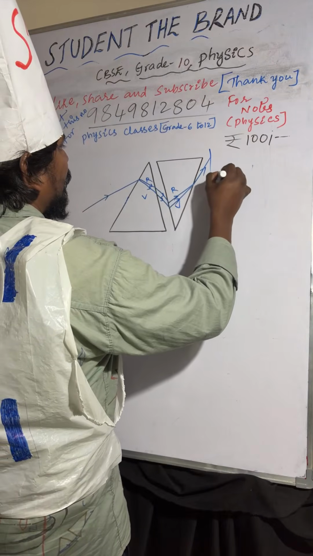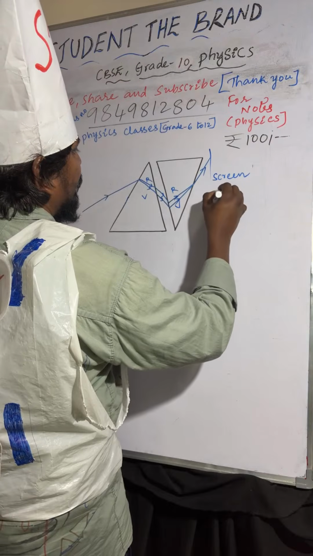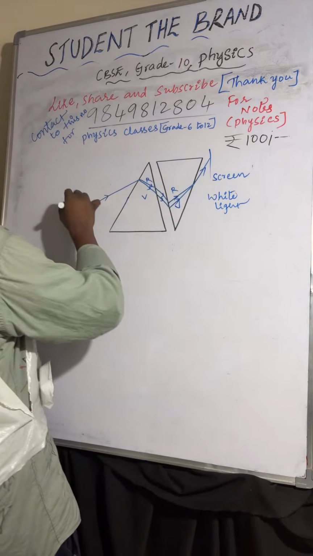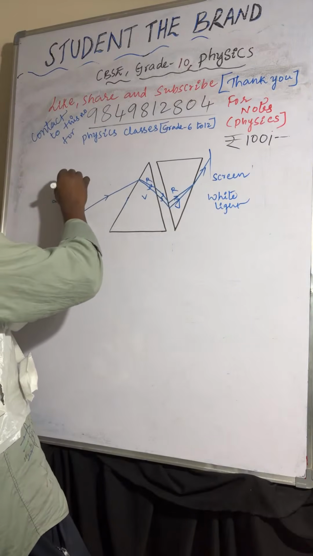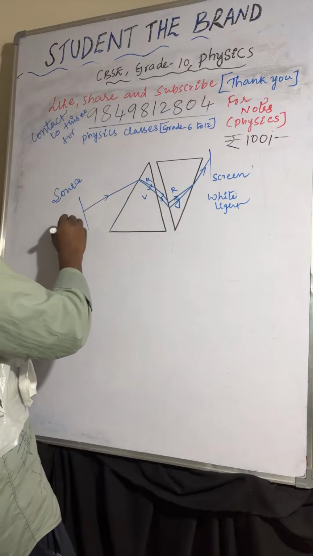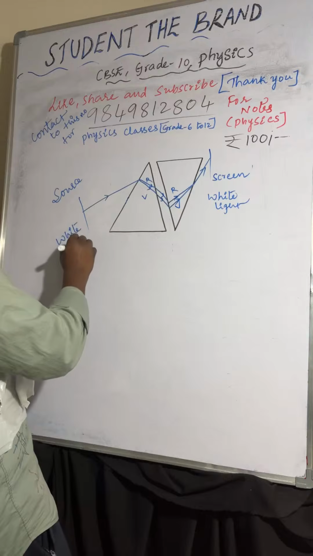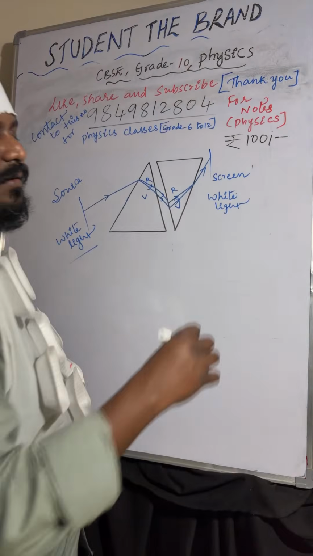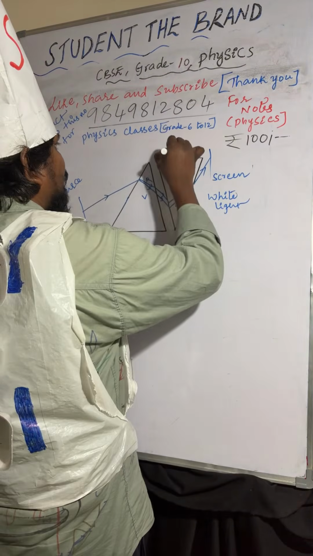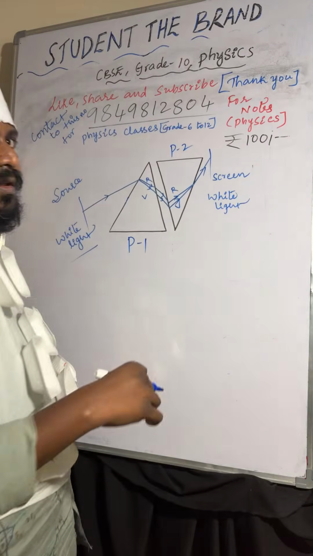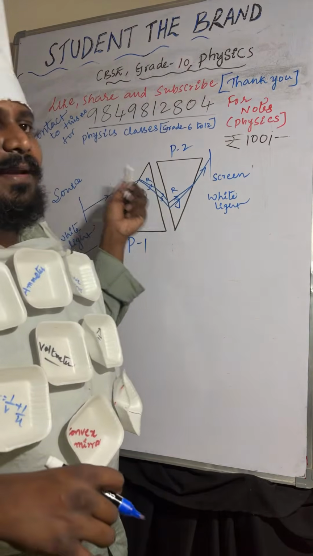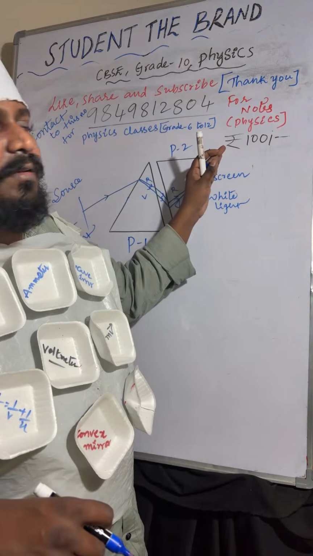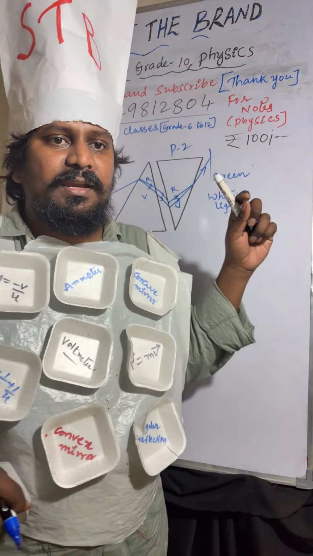On the screen, this is the screen, white light. And here you can observe, this is the source of light. From here, white light is coming. This is prism 1 and prism 2. When the white light ray passes, it splits into 7 colors. Those 7 colors fall on the inverted prism, so they are converted again and we get white light outside on the screen.